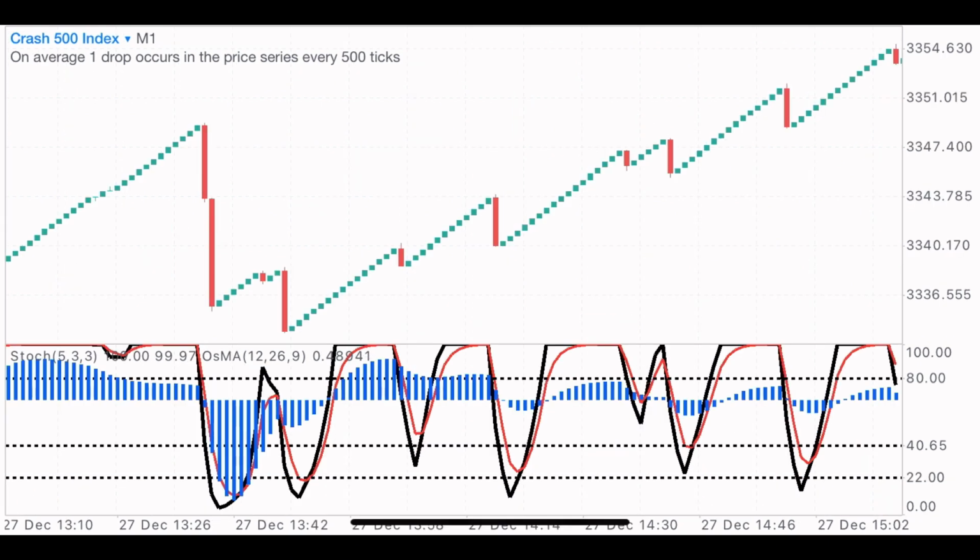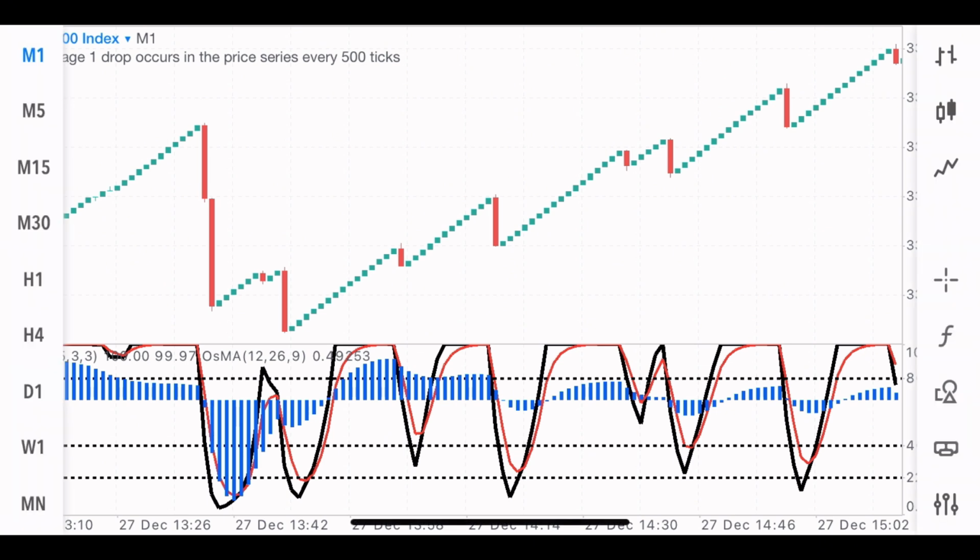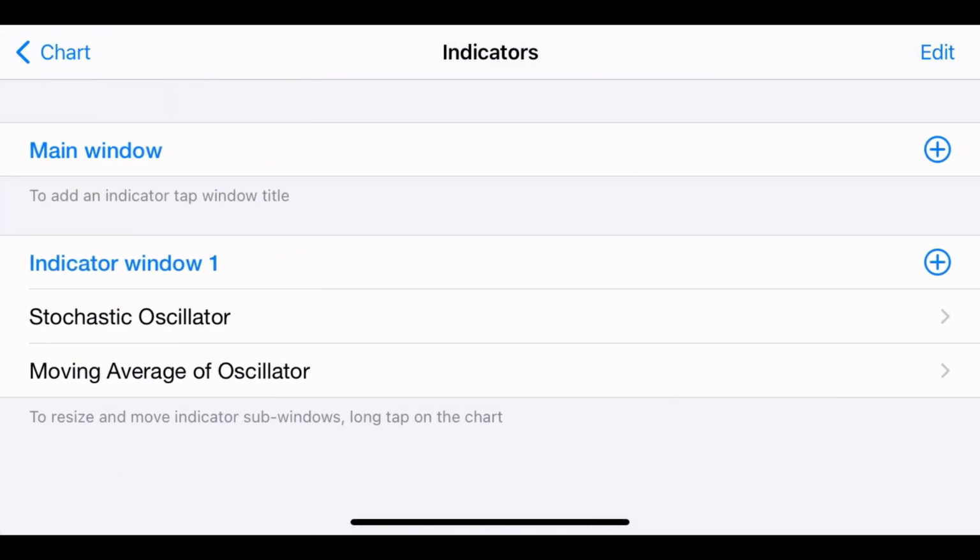All right, so for the setup, remember we're using the same setup for crash and boom, right? Crash 500 and boom 500 index. So what we're going to do is we go to the indicator section right here. Now we're using two indicators, right? But I said if you know how to use the MACD perfectly, you can add it to the stochastic oscillator and the moving average of oscillator to get more and better accuracy, right?